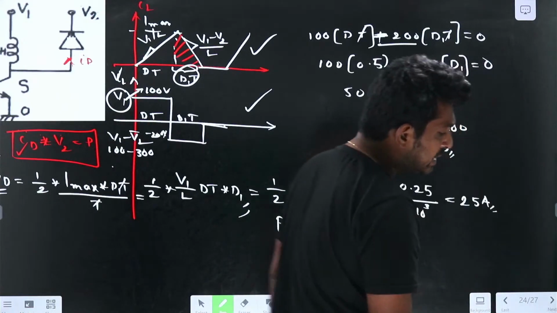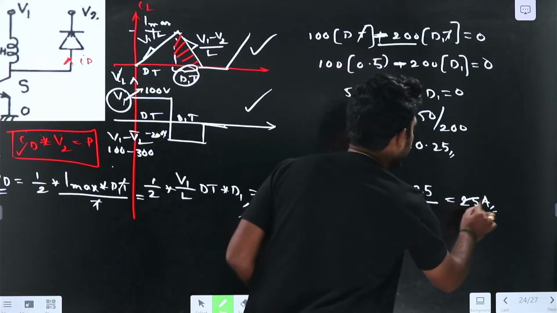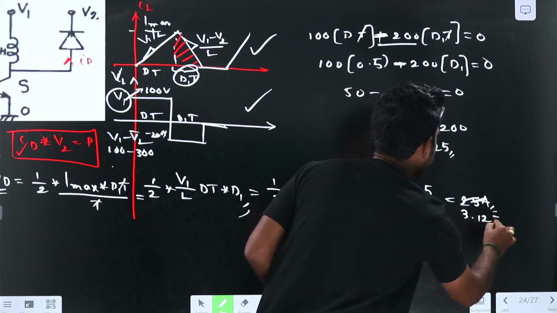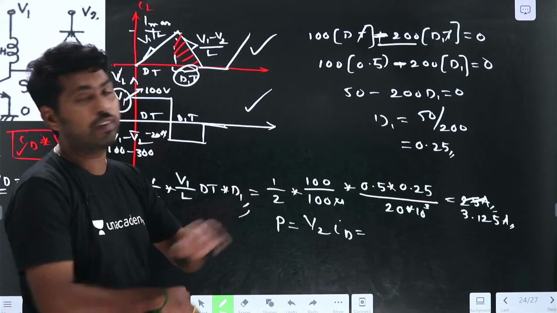ID we got as 3.125. Imax we got as 25. So it will be 3.125, guys. Just check once again. It will be 3.125. So now ID we got as 3.125.